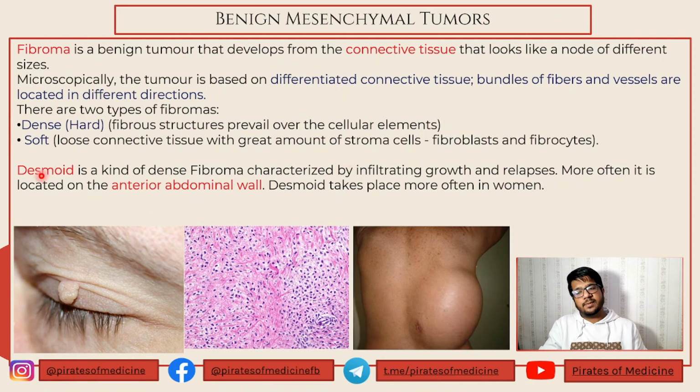Also, desmoid is a special type of fibroma which is seen in the anterior abdominal wall. In the picture you can see this desmoid.